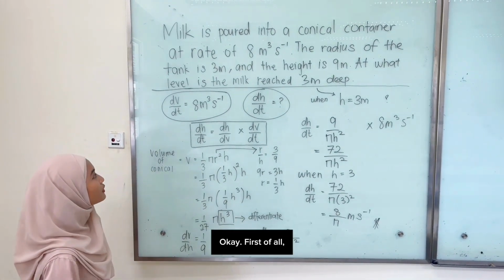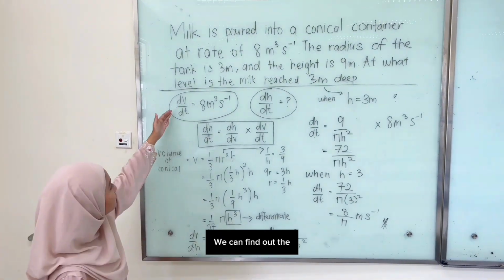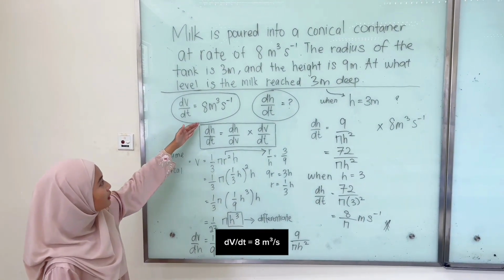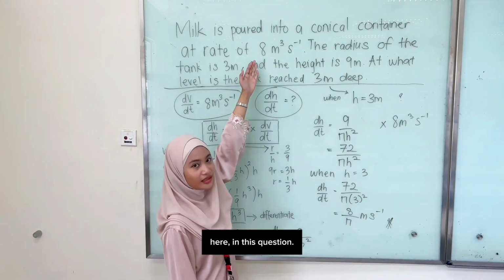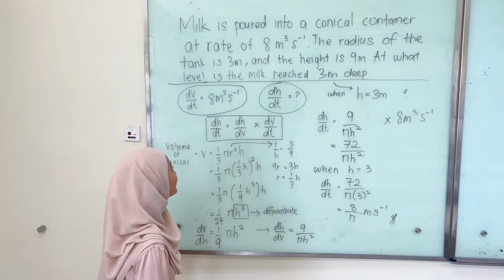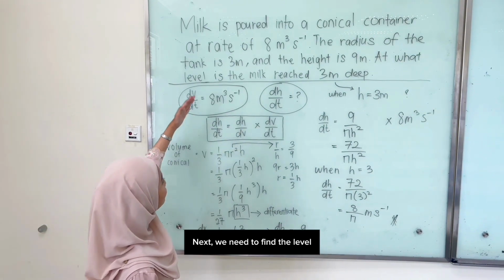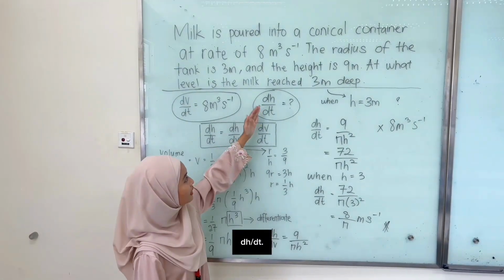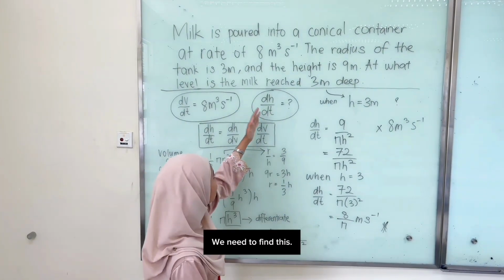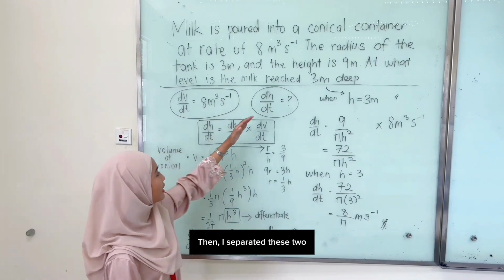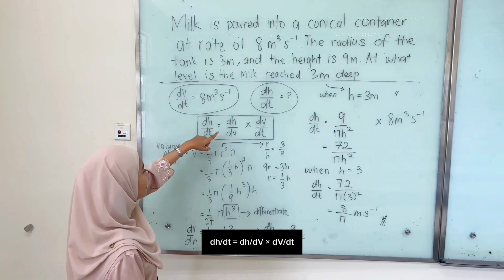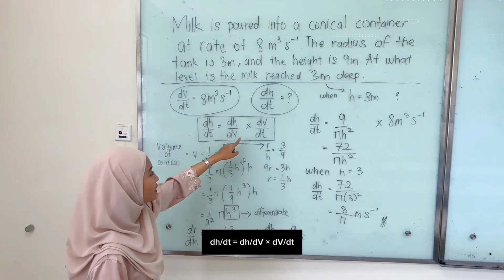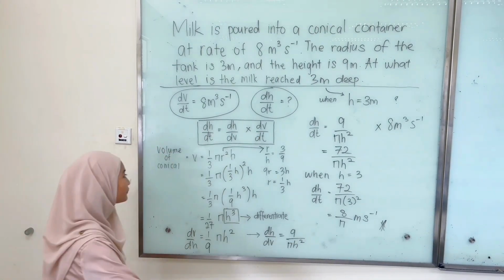Okay, first of all, we need to find the keywords. We can find out the dV over dt equals to 8 meter cube per second. Add here in the equation. And then we need to find the level, which is the height, dH over dt. We need to find this. And then I separate these two, dH over dt equals to dH over dV times dV over dt.